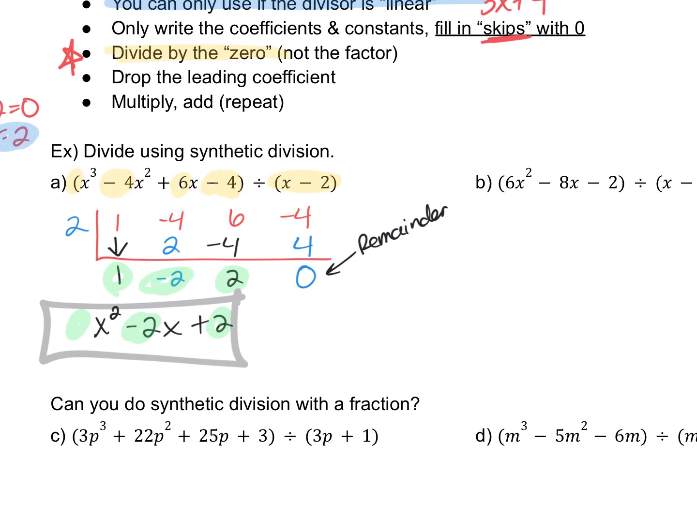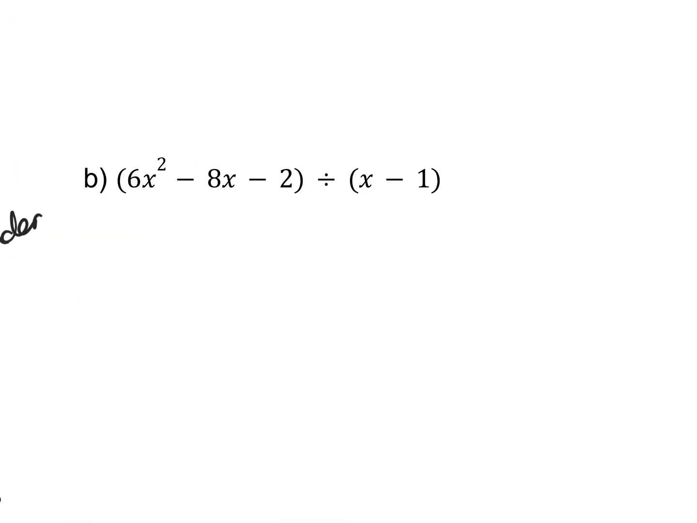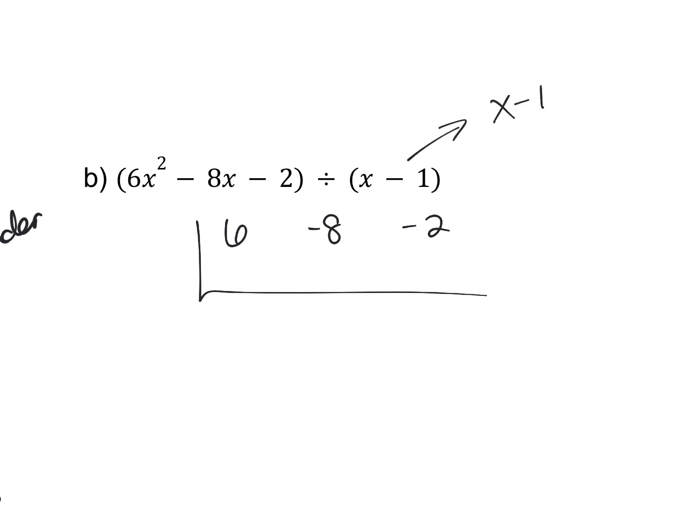Okay, so let's do another one. So make sure, do we have any skips where we're missing a piece of the polynomial? And I don't believe so, so let's just get after it. So I've got 6, -8, -2. What is the 0? Well, x minus 1 equals 0, so the 0 would be 1. Okay, I feel like that's going to be an easy one.